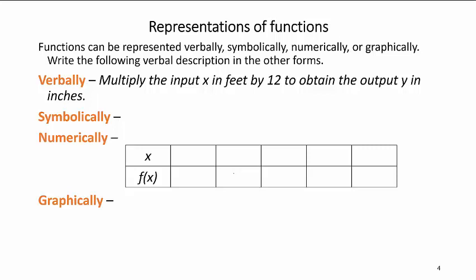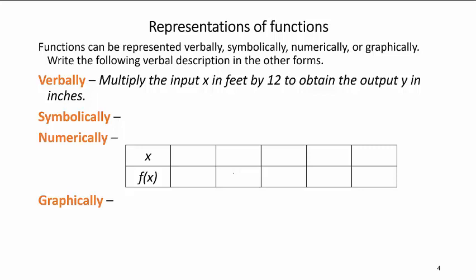Functions can be represented in 4 different ways: verbally, symbolically, numerically, or graphically. So the symbolic form is like a formula. Numerically, we're usually thinking about a table of values, and then graphically, we can also represent a function.